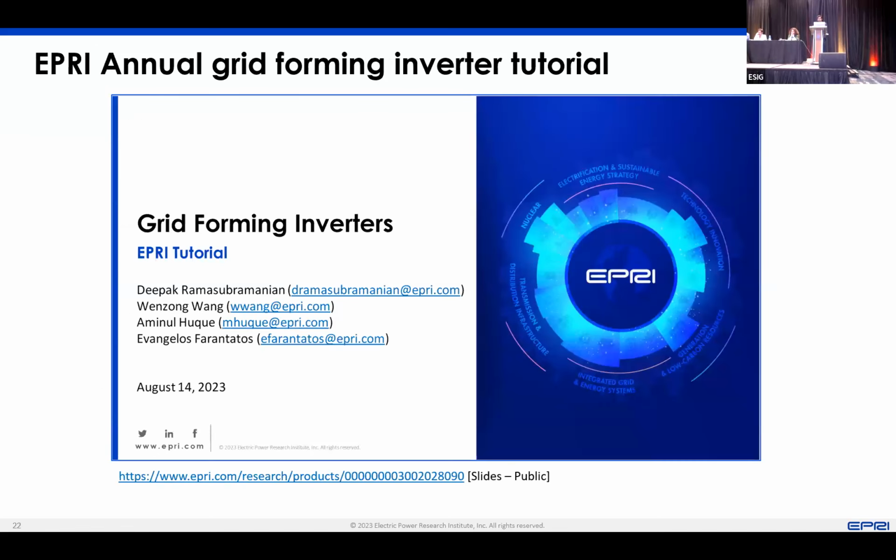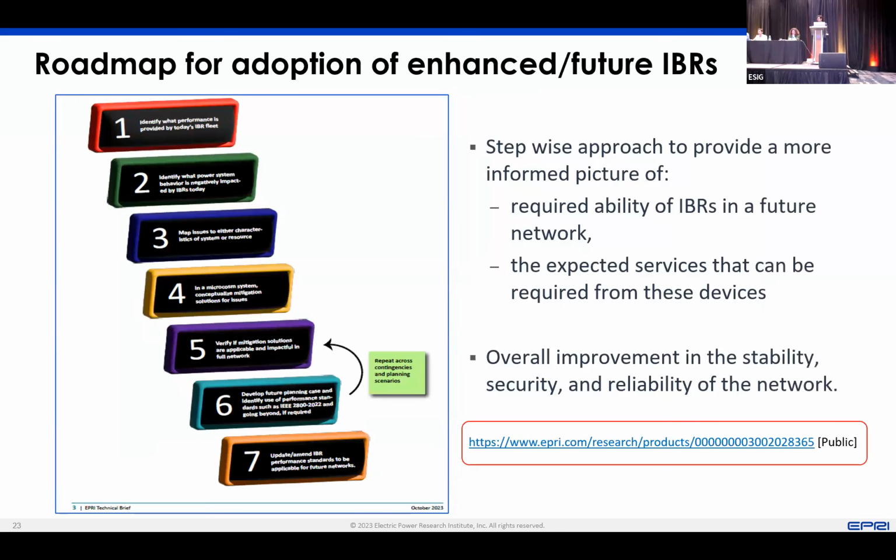And just a shout out, we do a tutorial on this topic every year. We conducted this tutorial in August this year. The slides are available publicly, so if you're interested, feel free to take a look at them. And with that, I'll close out.